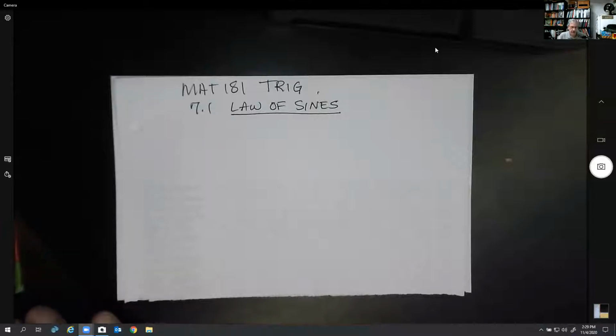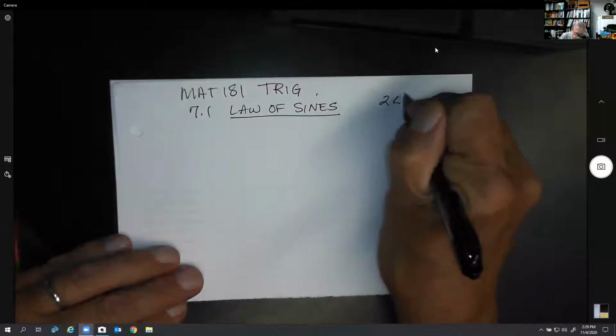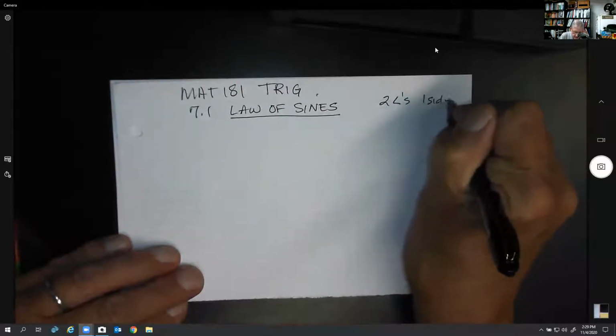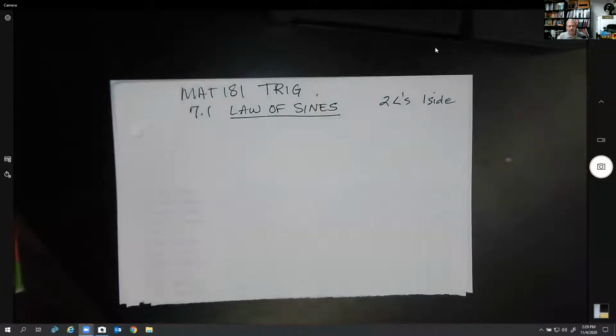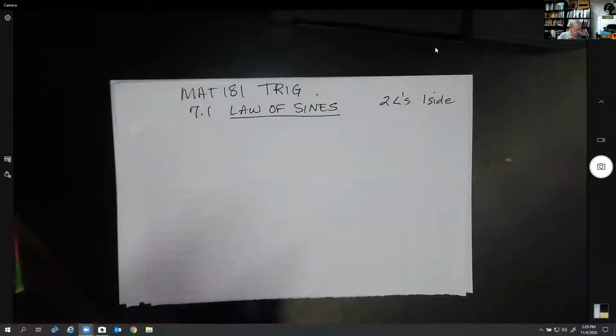The only thing we have to know is if we have two angles and one side, then we can solve what we call an oblique triangle. So we have to have two angles and one side, and we can use the law of sines for it. So let me show what the law of sines is.